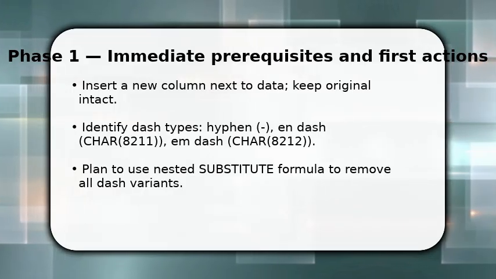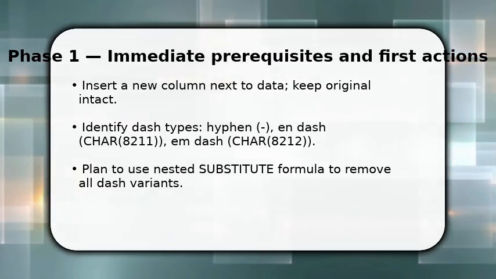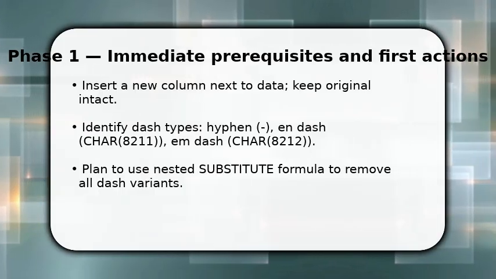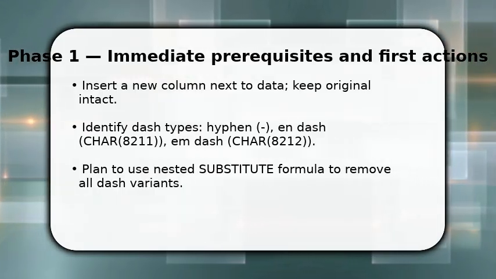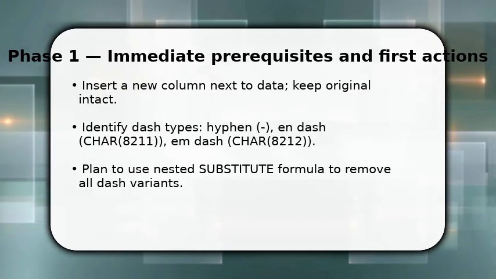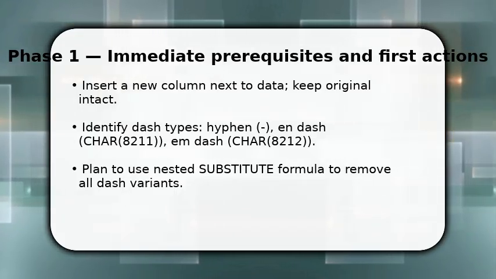Now, in the first helper cell, prepare the formula structure. Use SUBSTITUTE to target the simple hyphen first, and plan nested SUBSTITUTE calls for the other char codes, so you remove every dash type consistently.